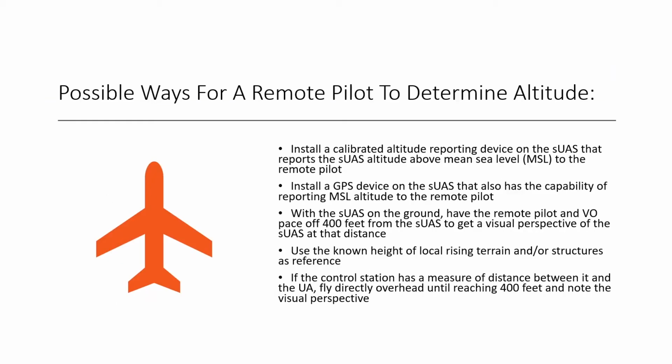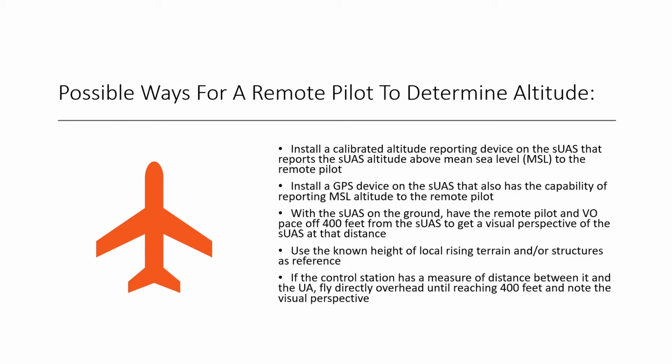Here are some possible ways for a PIC to determine altitude. Most of your standard drones on the market today, especially for aerial photography, have built-in GPS and some of these navigational tools already included. But if your drone doesn't, or if you're flying a fixed-wing drone, these are some ways that you can determine altitude. Of course, you can always start by installing a GPS.